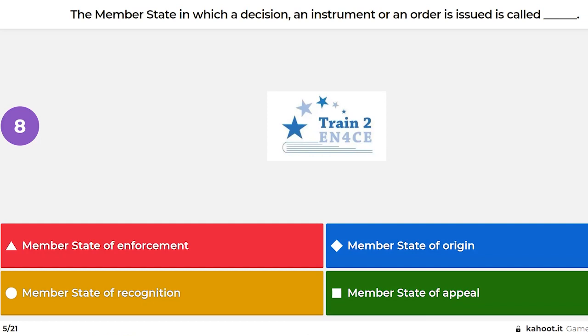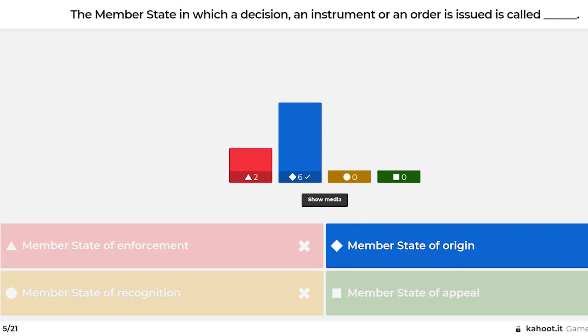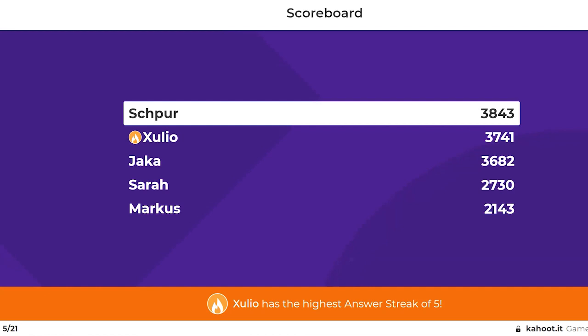So, member state in which a document is issued. Great. Member state of origin is the correct answer. Oh, we have the same order in the first places.